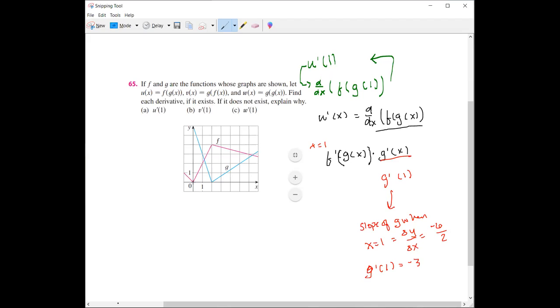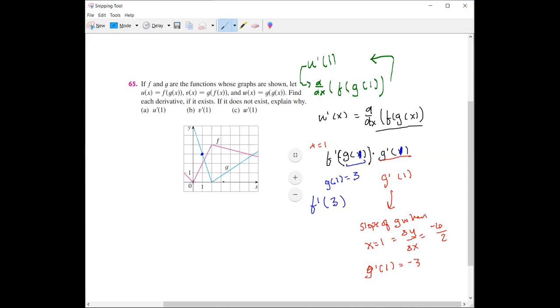Now, are we going to do the exact same thing for f prime? Instead of just having f prime of x, what do we have? We have f prime of g of x. So our step 1 is going to be saying, what is g of x when x is equal to 1? G of 1, we can use this graph and find exactly what g of 1 is. G of 1 is equal to 3. If g of 1 is equal to 3, then we need to find f prime of 3.